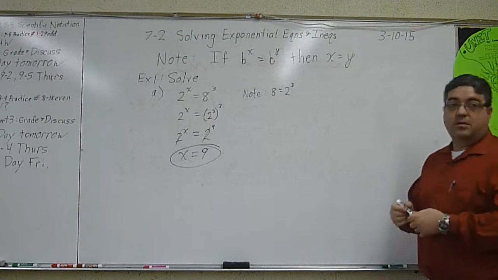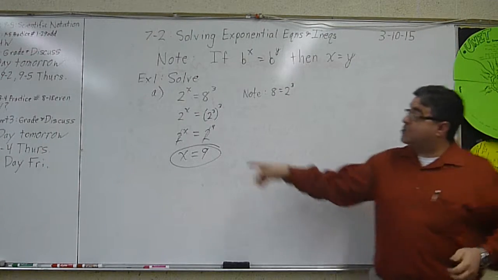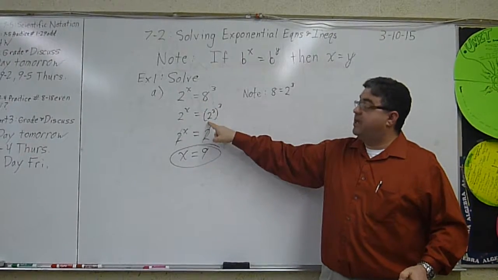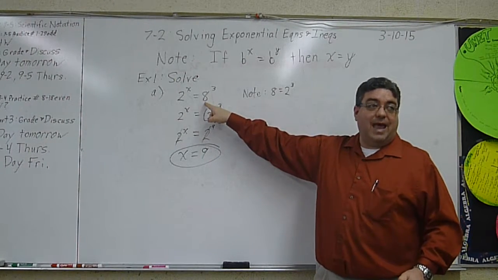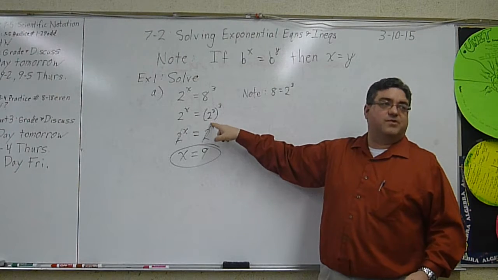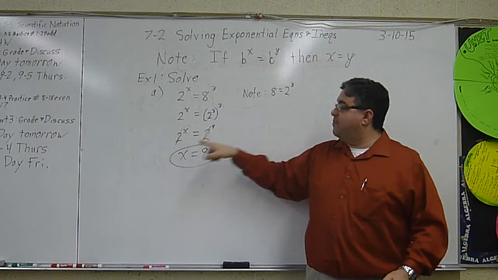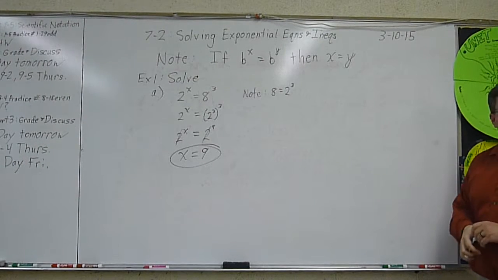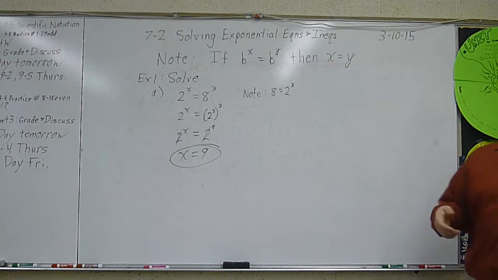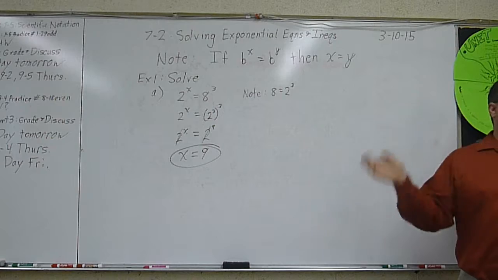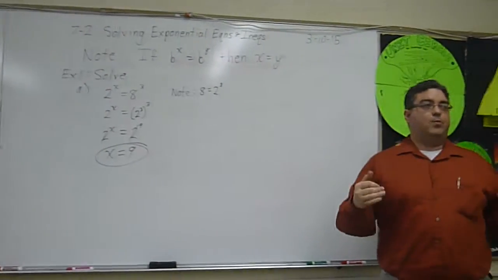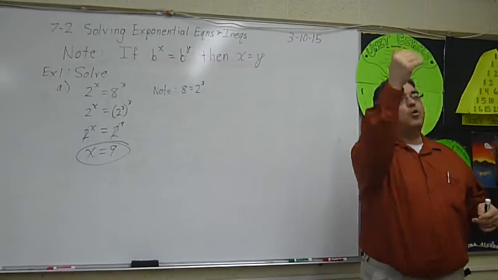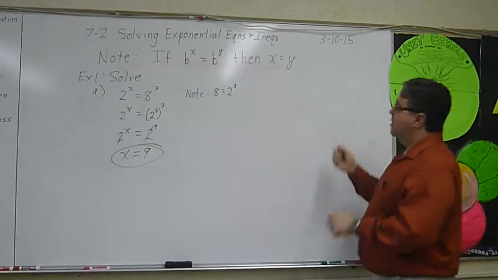Right, and that's why we had to do this change right here. Since I can write 8 as a base of 2, then I can have them both with a base of 2, which allows me to ignore the base. If we can't match it up, we've got all sorts of other problems we haven't learned how to do yet. We're not there yet, we're getting there. Okay?